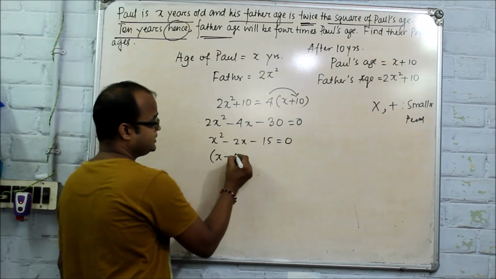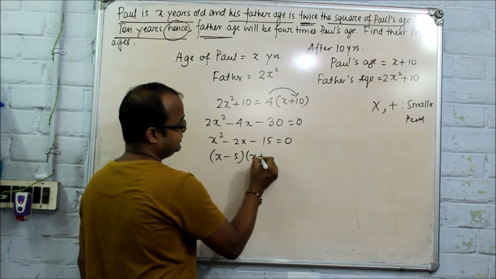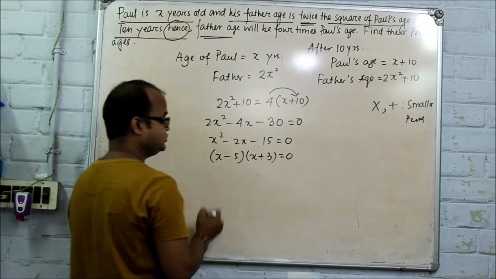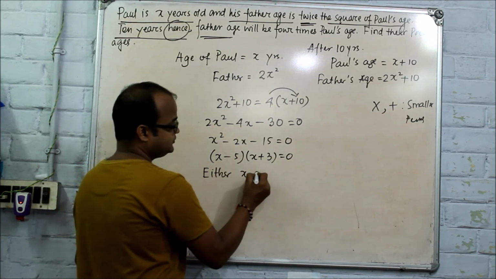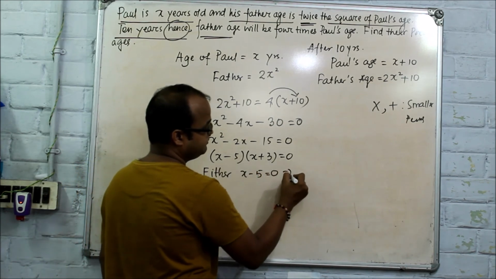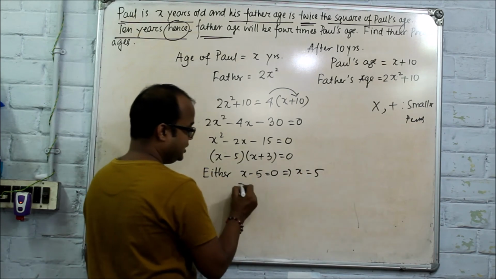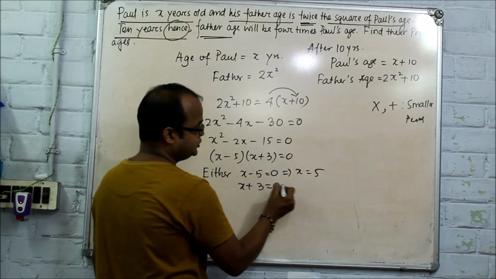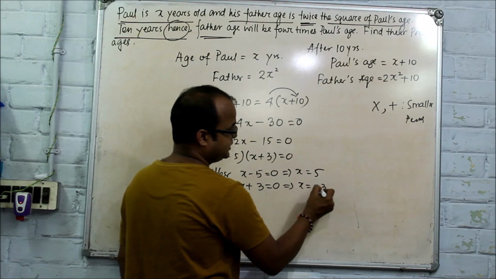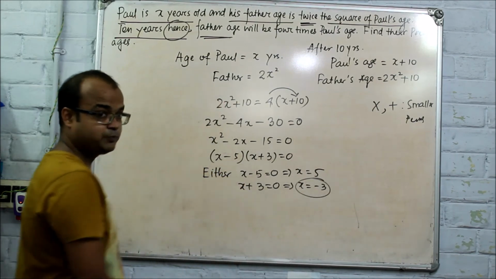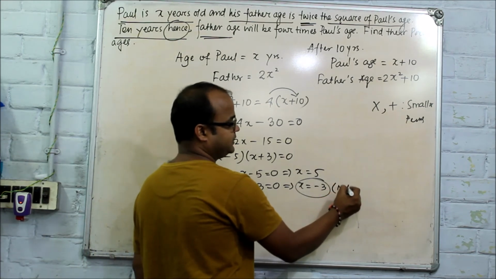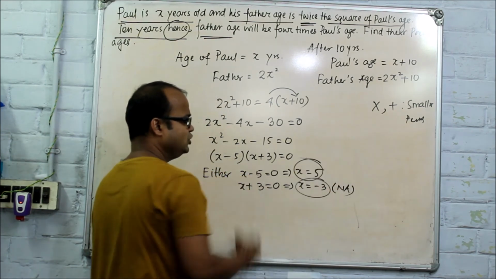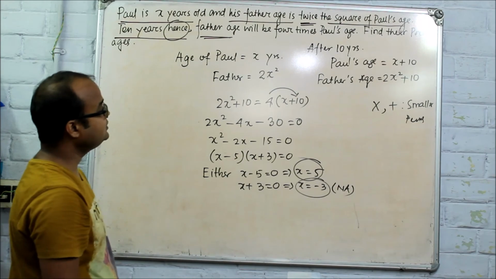If you apply the factorization, you will get x minus 5, x plus 3 is equal to 0. So we can say either x minus 5 is equal to 0, which implies x is equal to 5, or x plus 3 is equal to 0, which implies x is equal to minus 3. Minus 3 is not possible because it is an age related problem. So here we write not applicable. So x is equal to 5 is the answer.